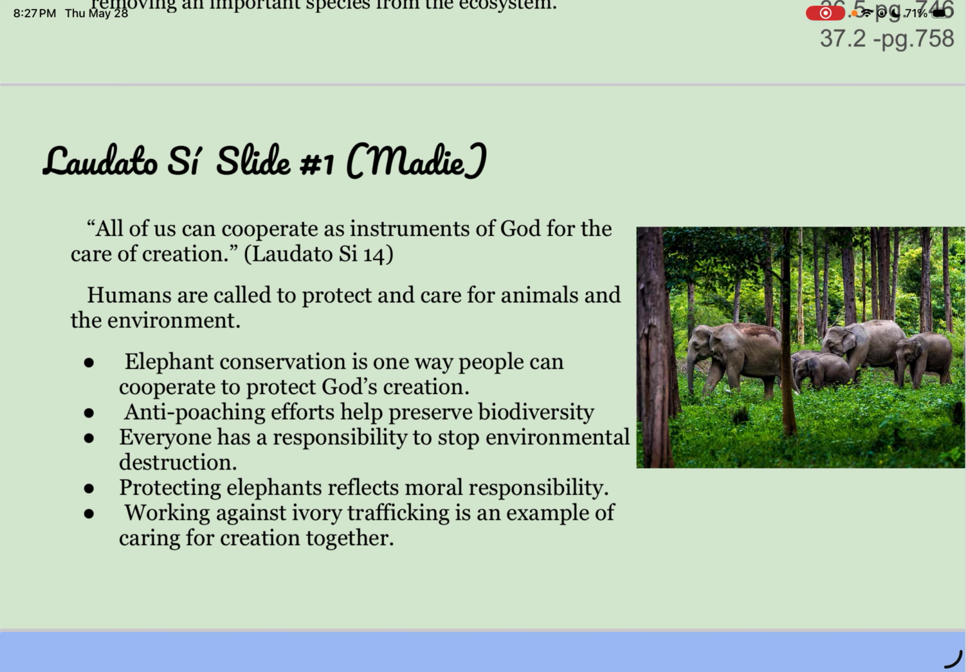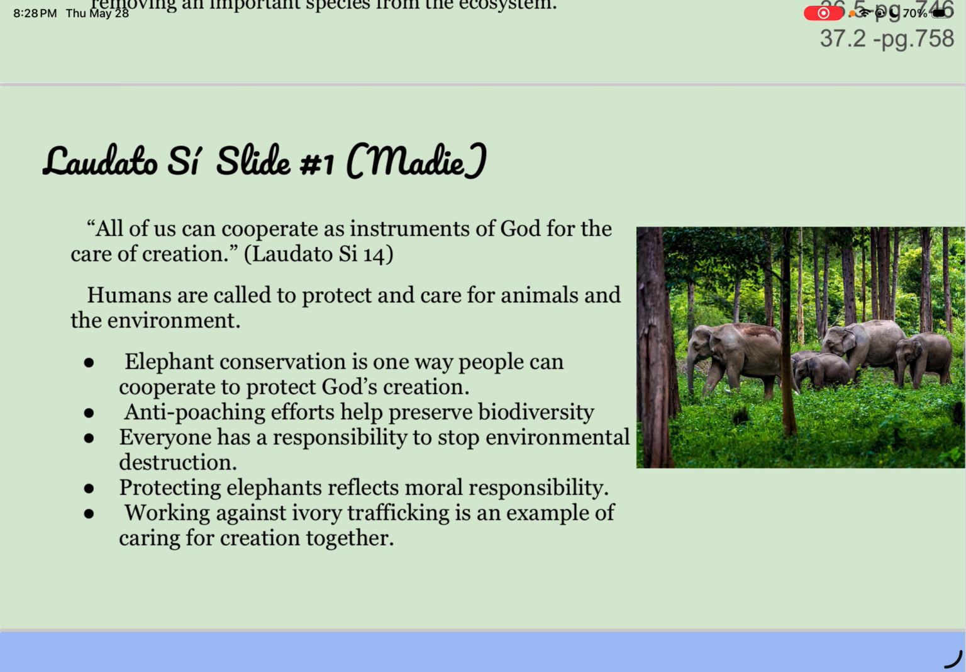For my Laudato Si', I chose the quote, "All of us can cooperate as instruments of God for the care of creation." This quote teaches humans that we have to care for animals and the environment. The way we can connect this to elephants is that elephant conservation is one way people can cooperate to protect God's creation.